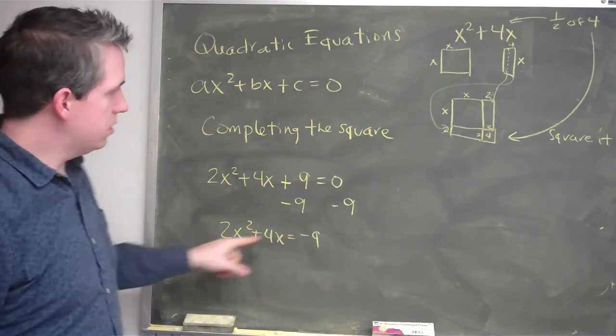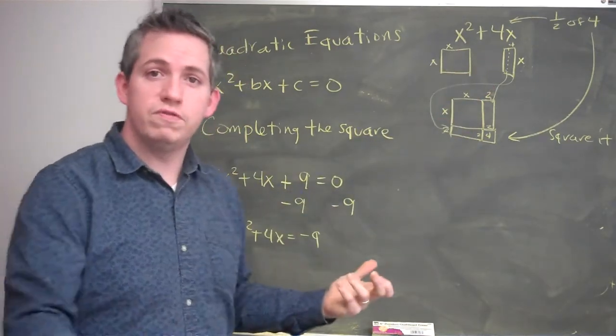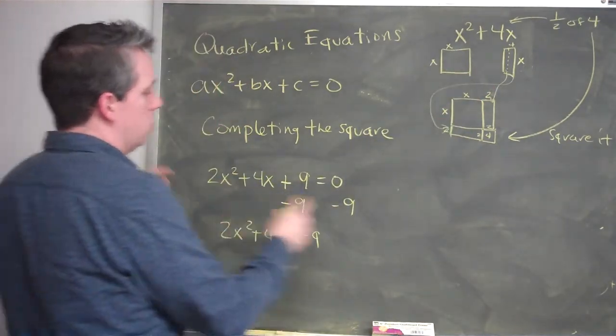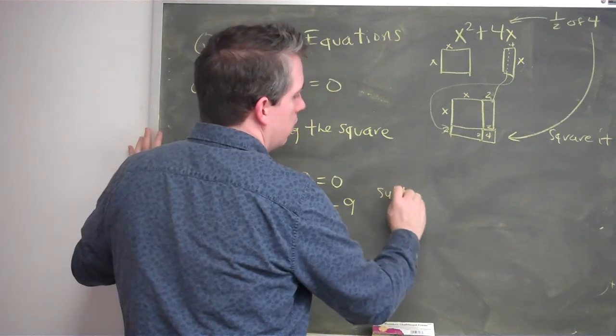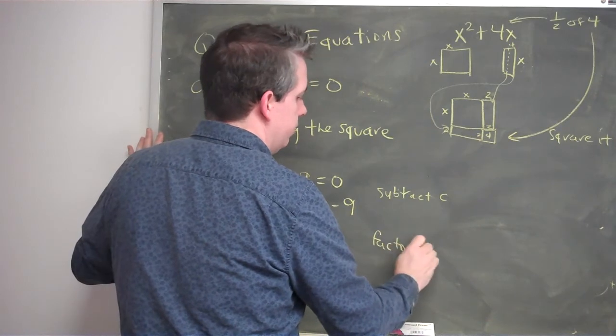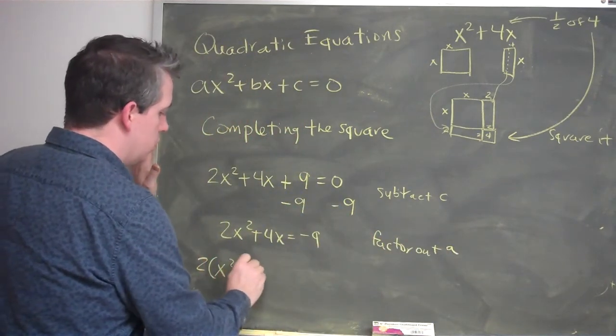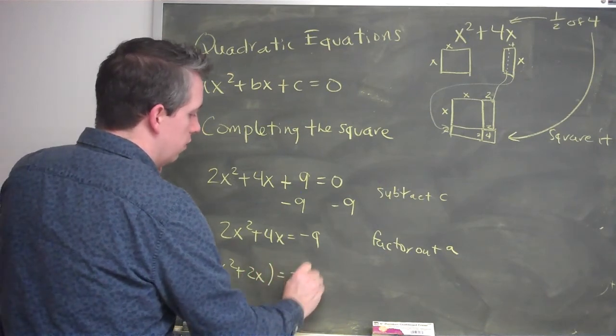The second thing is, when I had an x by x, it made sense, but what do I do with this 2x squared? Well, if you don't like the 2, factor it out. So we're going to factor it out. So we subtracted c, and then factor out a. And we got 2 times the quantity x squared plus 2x is equal to negative 9.